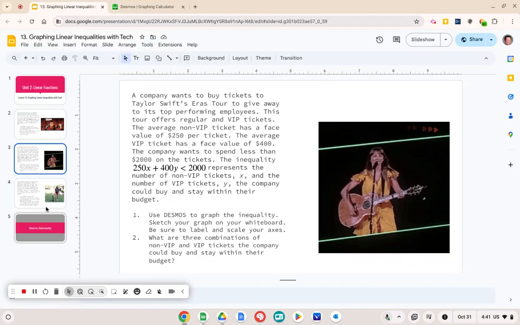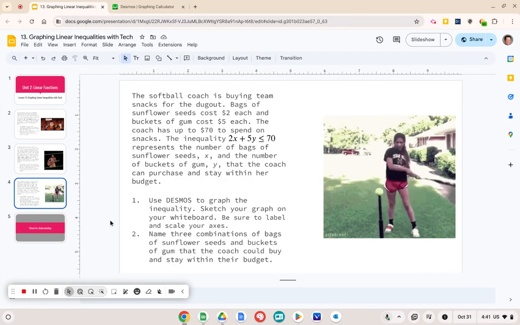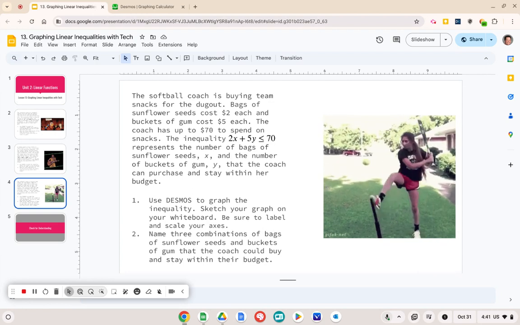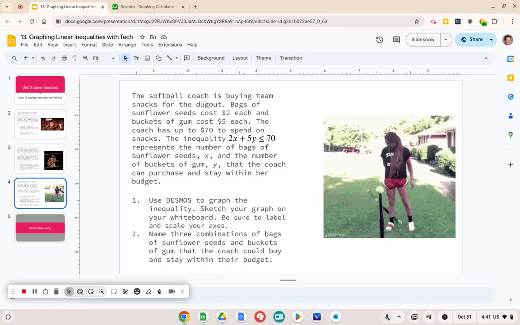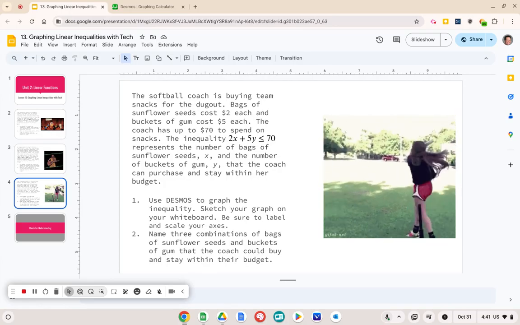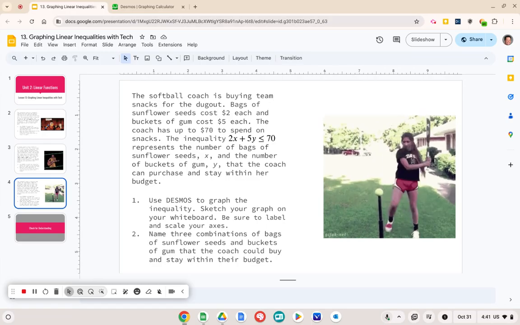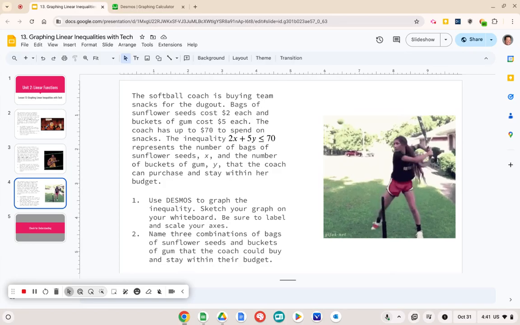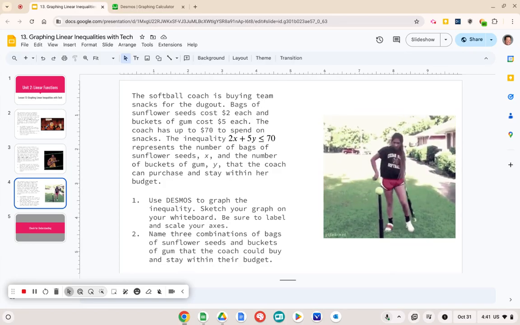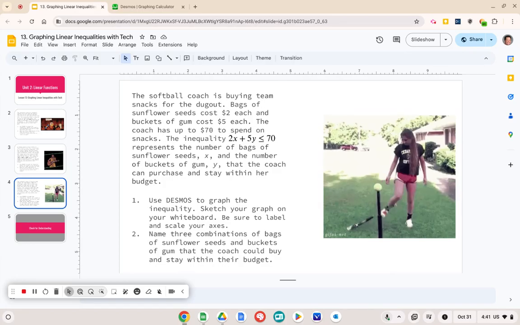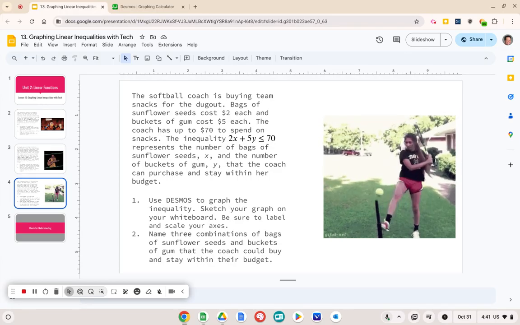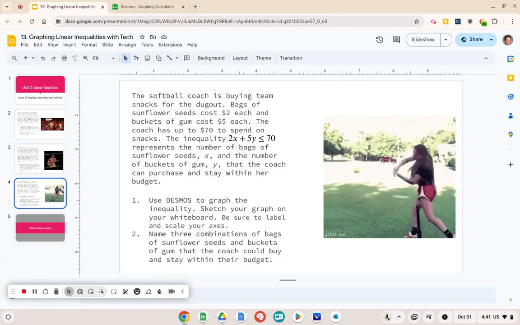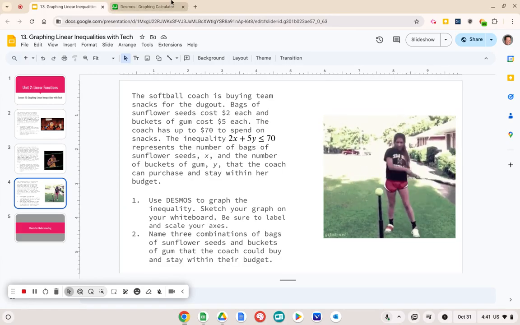All right, one last problem. A softball coach is buying team snacks for the dugout. Bags of sunflower seeds cost $2 each, and buckets of gum are $5 each. The coach has up to $70 to spend on snacks. The inequality 2x plus 5y is less than or equal to 70 represents the number of bags of sunflower seeds, which is x, and the number of buckets of gum, which is y, that the coach can purchase and stay within her budget. Same 2 questions. Use Desmos to graph the inequality and sketch it on your graph. Name 3 combinations of sunflower seeds and gum that the coach could buy and stay within her budget.